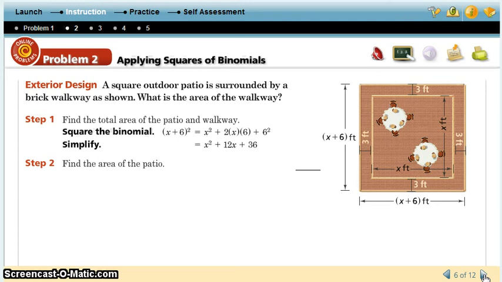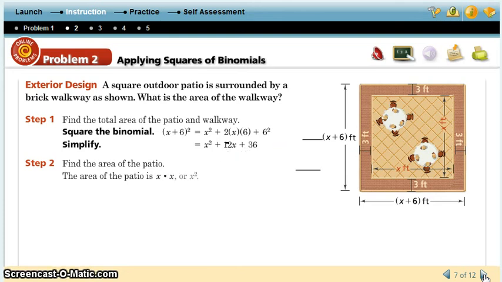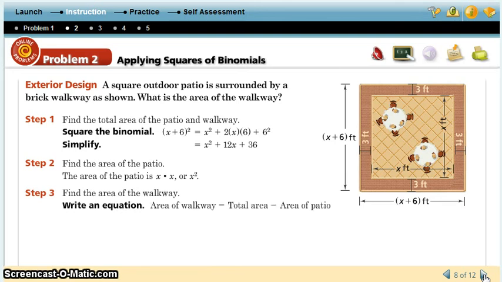Step 2. Find the area of the patio. The area of the patio is x times x, or x squared. Step 3. Find the area of the walkway. Write an equation to represent the area. The area of the walkway equals the total area minus the area of the patio. Substitute in the areas you found.